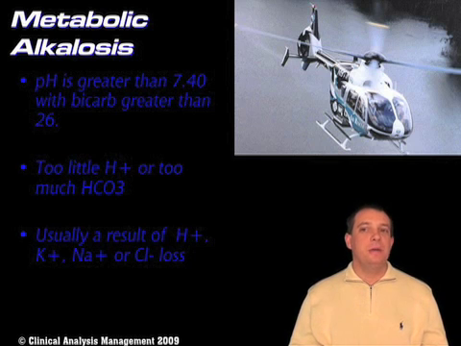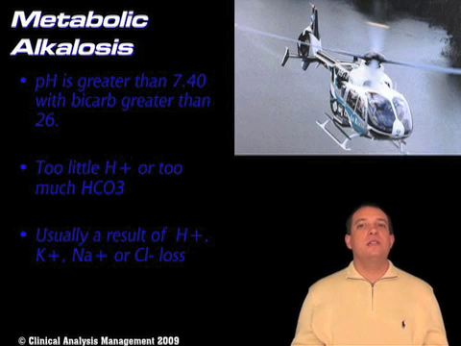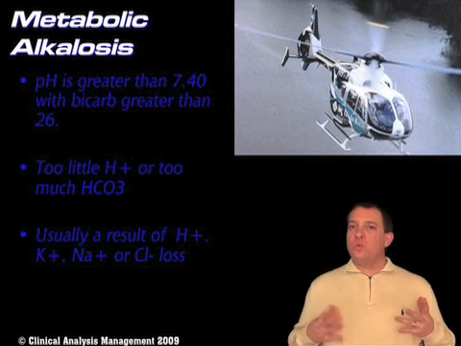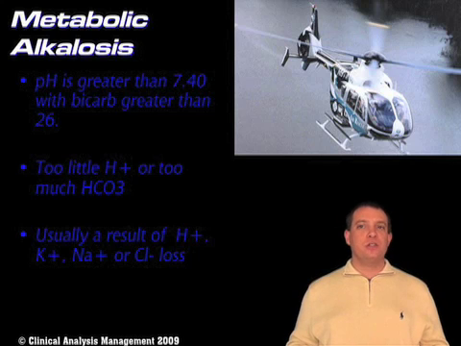And those deficiencies can be because of a loss of hydrogen, a loss of potassium, a loss of sodium, or a loss of chloride. Any one of those things can cause us to have metabolic alkalosis. Okay, so let's talk about the more common reasons why we would have those deficiencies in electrolytes.